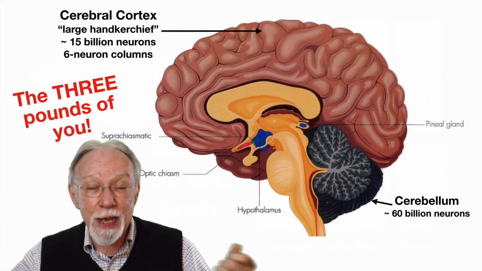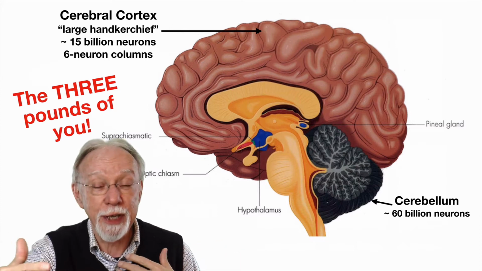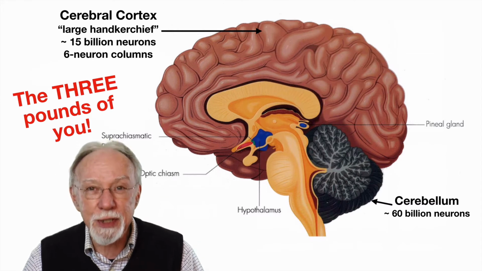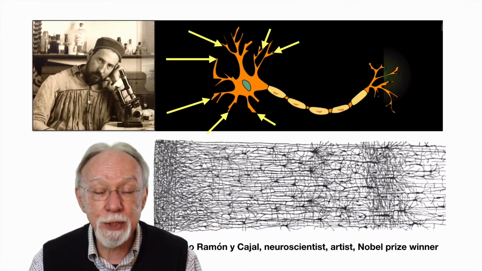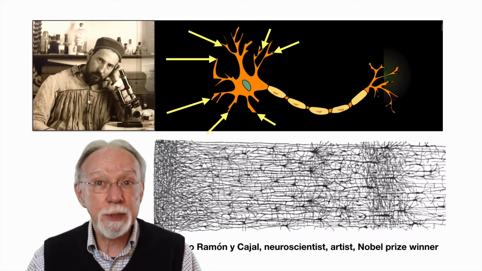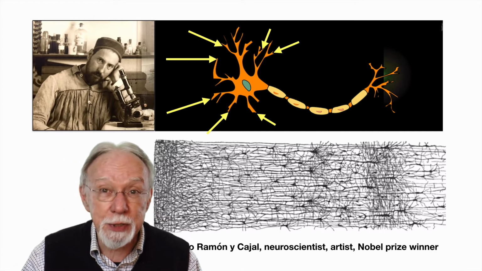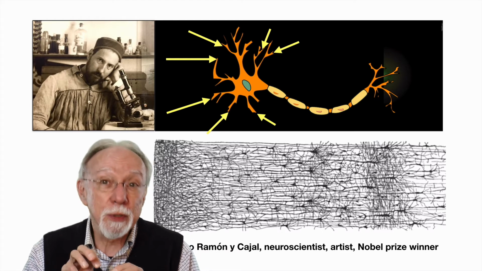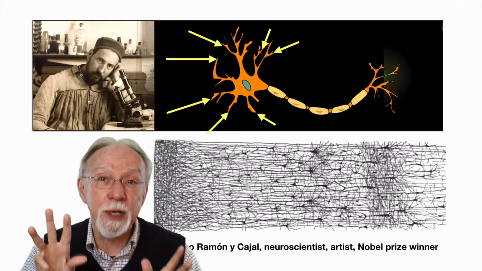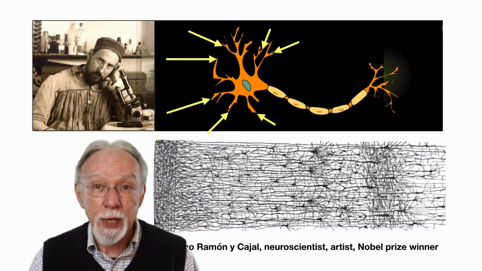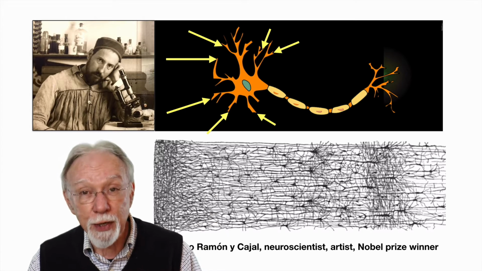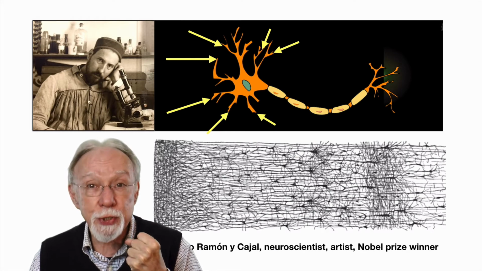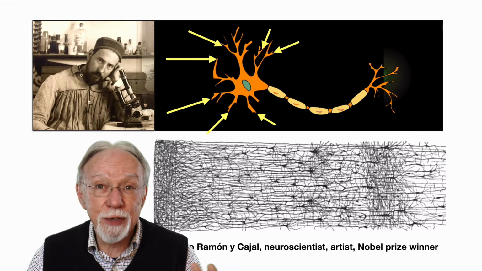If we could stretch that wrinkled part out, it would be the size of a large handkerchief. And there would be columns of, let's say, 6 neurons each that would make it up. It's the 3 pounds of you that make you, you. But neurons, well, here's a diagram of a neuron, and it has a cell body with a nucleus. What looks like the branches of a tree are the dendrites connecting to input neurons, so that they're represented by the yellow arrows. When enough information comes in there, passing a certain threshold, then the neuron fires.